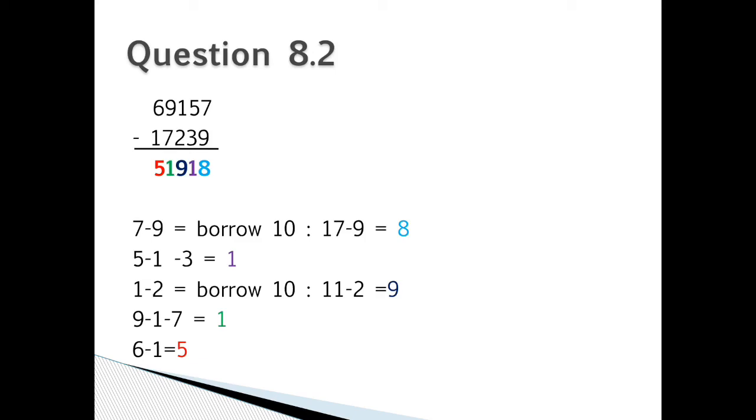1 minus 2 you cannot do, so you'll borrow 10. It becomes 11 minus 2, which is 9. 9 minus the 1 that was borrowed minus 7 is equal to 1. 6 minus 1 is equal to 5.